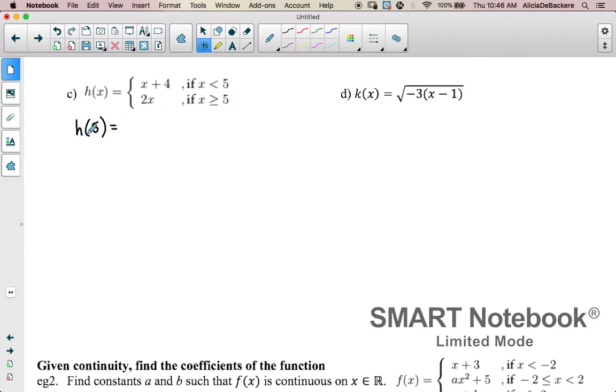So if I'm plugging in x is 5, then I'm looking at this function, right? Because this one actually has greater than or equal to 5. So I'm going to do 2 times 5, 2 times x. So I've got my y value. Now I need to take a look at the limit from both sides, and I need to make sure that the left-hand limit equals the right-hand limit equals the y value in order to have continuity. So first I'm going to come in from the right-hand side. So I'm looking at this one again.